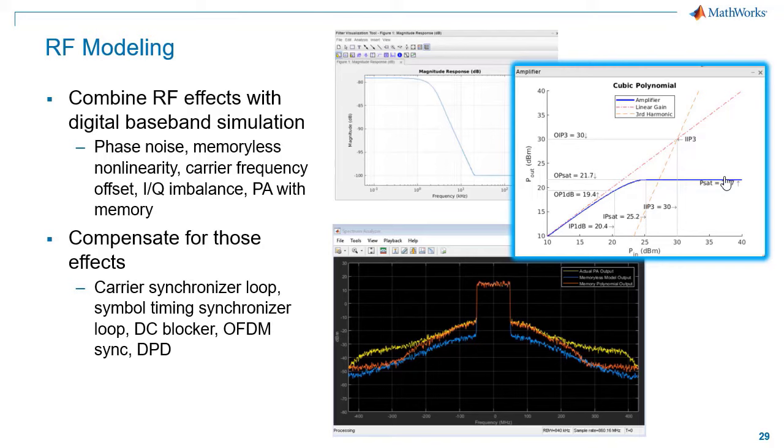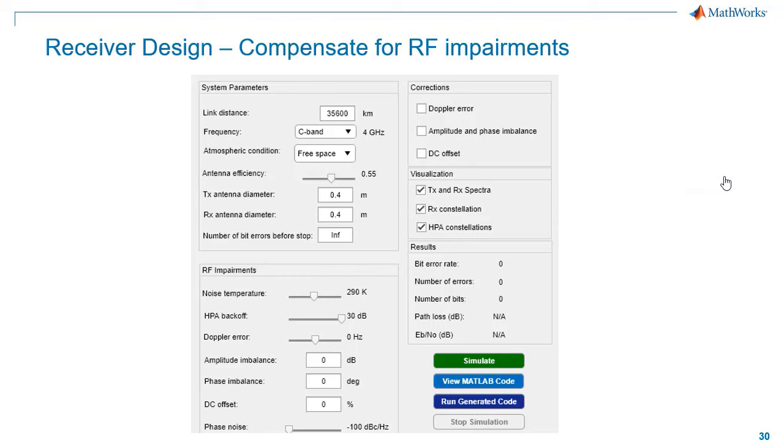So you have to model the effect of RF circuitry on your overall performance. And you have to compensate at the RF front end for those effects. Carrier synchronization loops and symbol timing synchronizers that we saw from PSS, SSS for 5G, DC blockers, and DPD for nonlinearity. Now we have an example here on the receiver side.